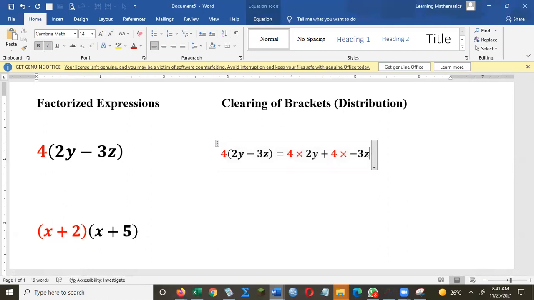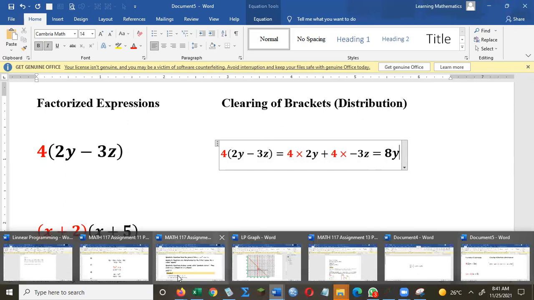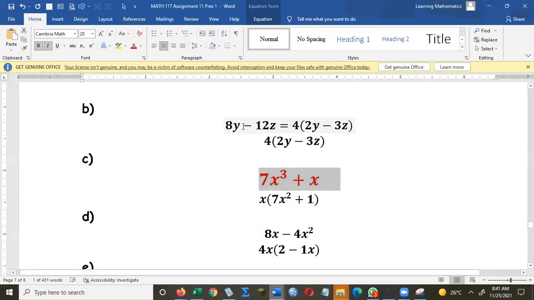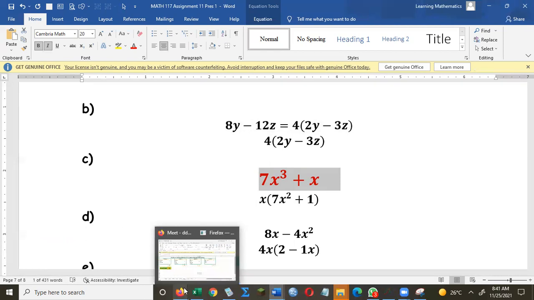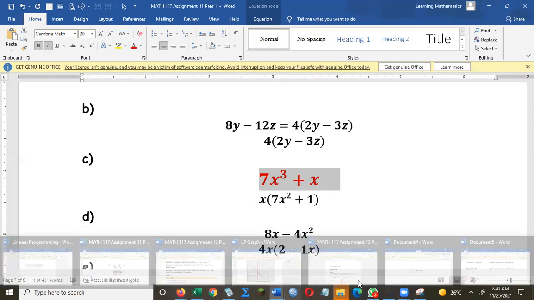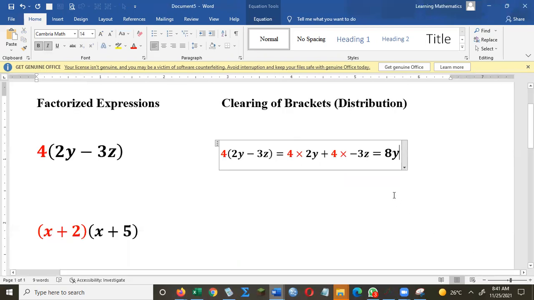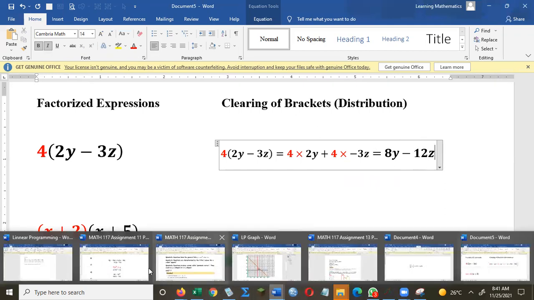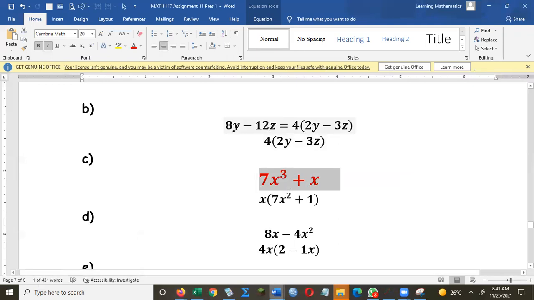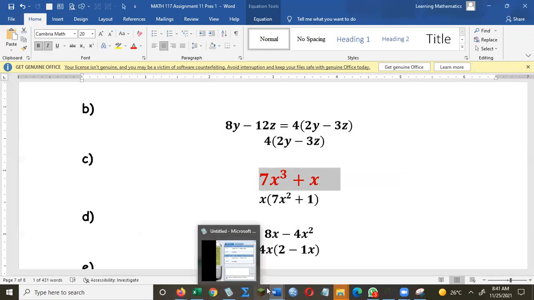So what is that going to give us? 4 times 2 is 8y. Okay. See it? Look at there. 8y. See? Getting back the 8y. And 4 times minus 3 is a negative 12z. Look at the original expression. That's how it was before. Okay. That's how it was before. 8y minus 12z.